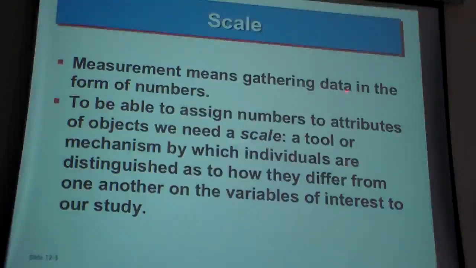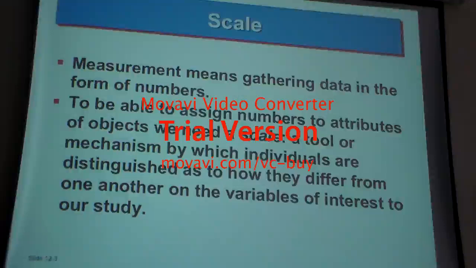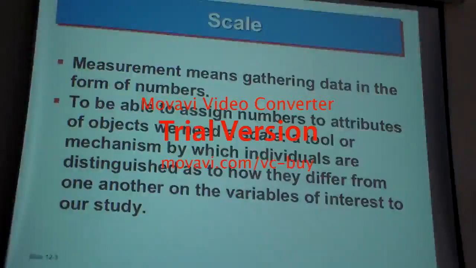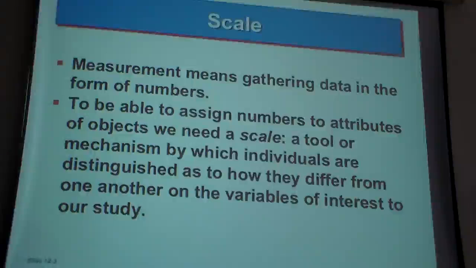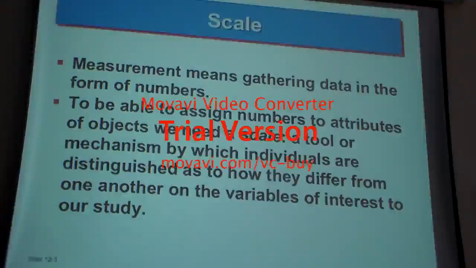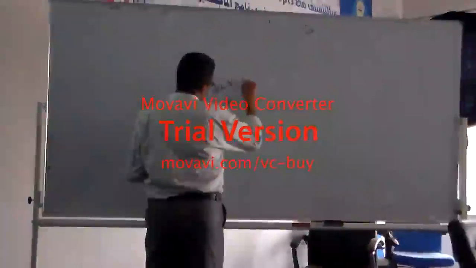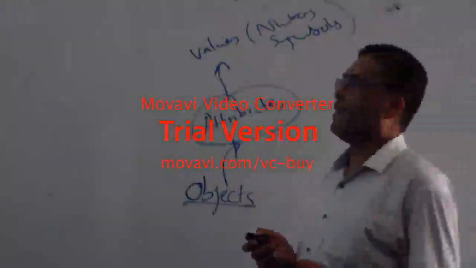Measurement means gathering data in the form of numbers, because as we said, all statistical utilities deal with numbers. So you need to transform your data that you have collected into the form of numbers. To be able to assign numbers to attributes of objects, again, we have objects. These objects have attributes or characteristics. To these attributes we will assign some kind of values. These values will be numbers or symbols. Okay. So to be able to assign numbers to attributes of objects, we need a scale.